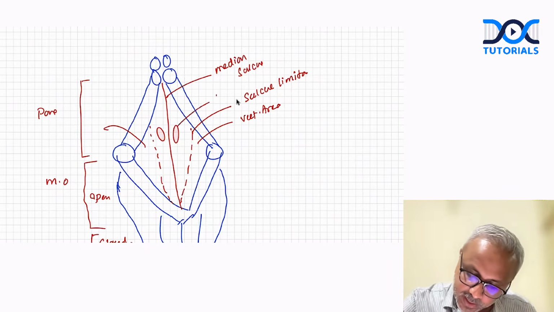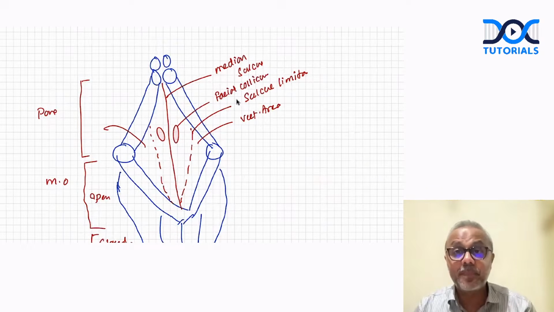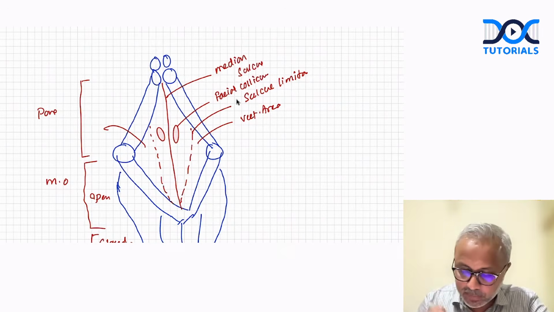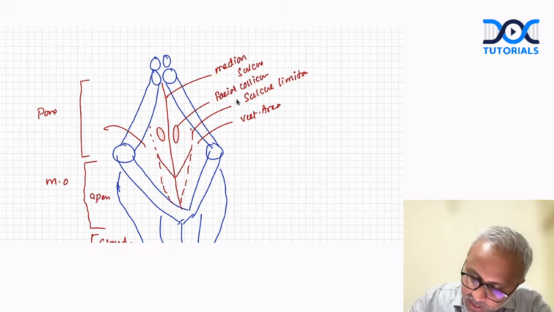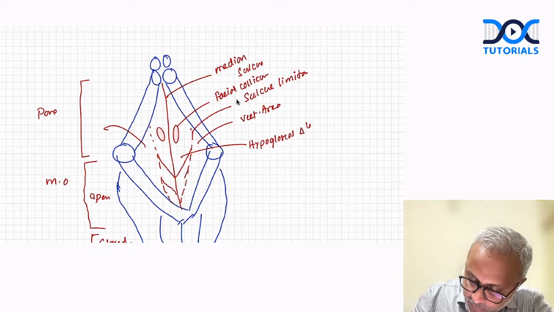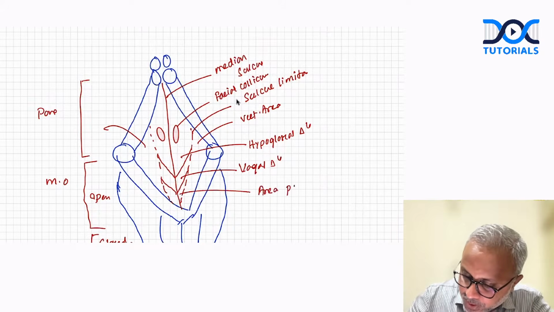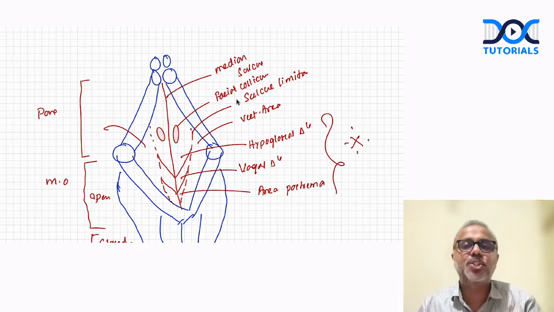So what we are showing is the facial colliculus. Then as we come down, what are the important areas we must show? Below the facial colliculus, we have a triangular area. This triangular area is called the hypoglossal triangle. Then below this, there is one more triangular area. This is called the vagal triangle. And here we have a region called the area postrema. So these three are a must. You must show this.